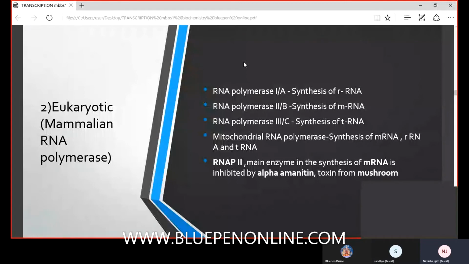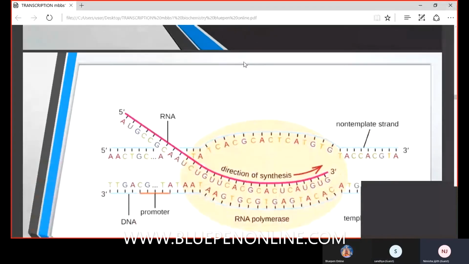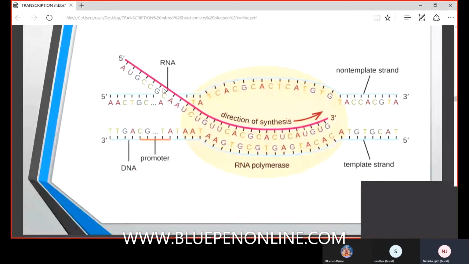Transcription. Then you can see the diagram. Synthesis always occurs in which direction? We discussed it in replication: 5' to 3' direction. That is the direction of synthesis. mRNA synthesis is based on the template strand. Which is the template strand? The 3' to 5' strand. This round figure indicates RNA polymerase. The starting point is known as the promoter. This general diagram indicates the template strand, non-template strand, direction of synthesis and promoter. Just understand the direction of synthesis.